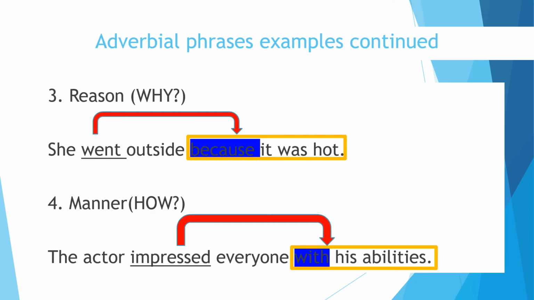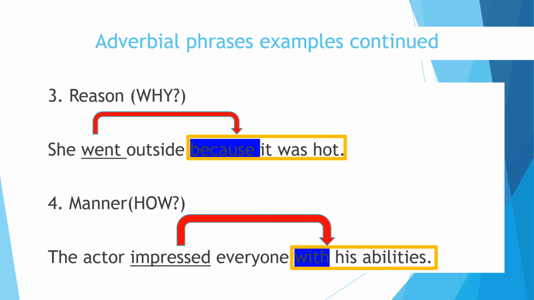Number 3, she went outside because it was hot. Because is a conjunction, so our phrase will be because it was hot. Remember, you can use SNT to check if this sentence contains a finite verb or not. Now we need to ask the questions: when, where, why, and how. Why did she go outside? Because it was hot. Therefore, the adverbial phrase of reason is because it was hot.